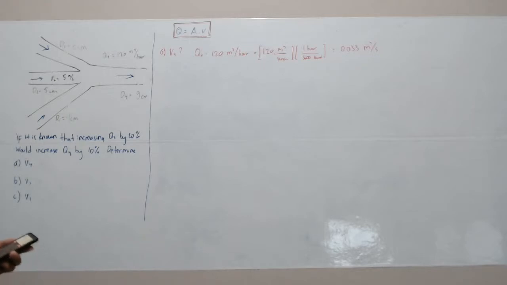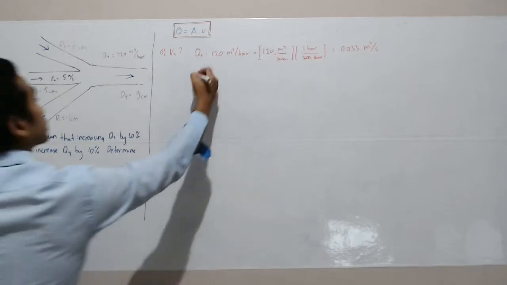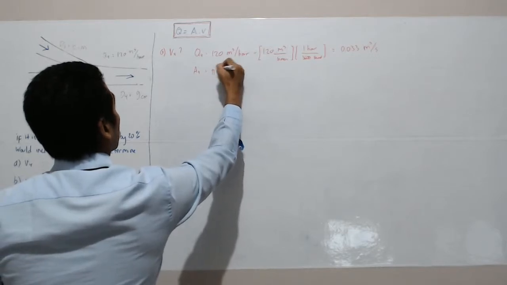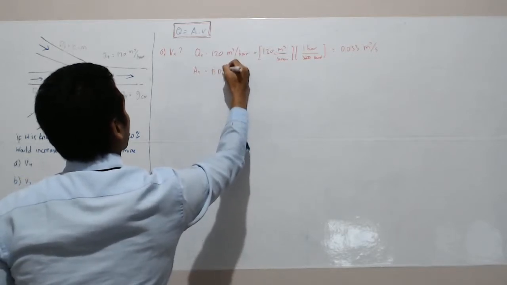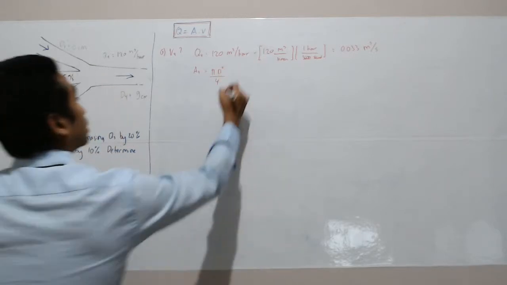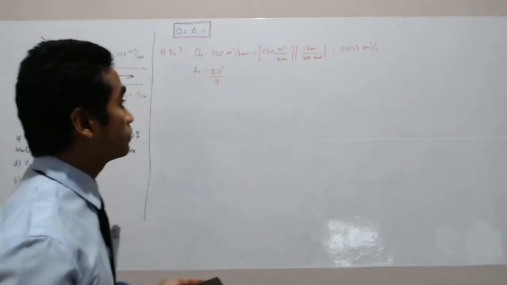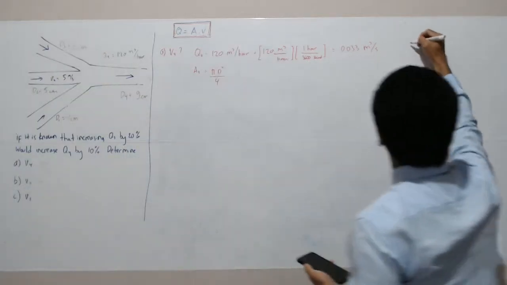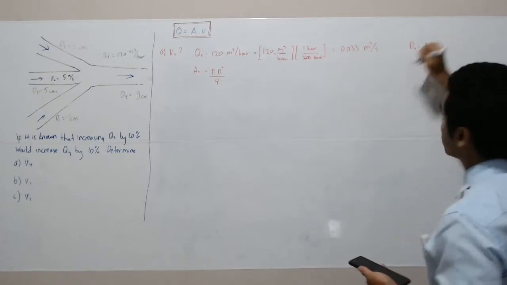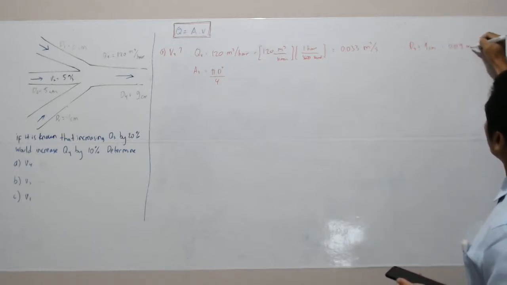Now we need to know the area of the fourth pipe. So the area of the fourth pipe is pi times diameter squared over 4. Now the diameter is in centimeters, so we need to change it first. We need to change the diameter. Say this is D4, equal to 9 centimeters, which is equal to 0.09 meter.